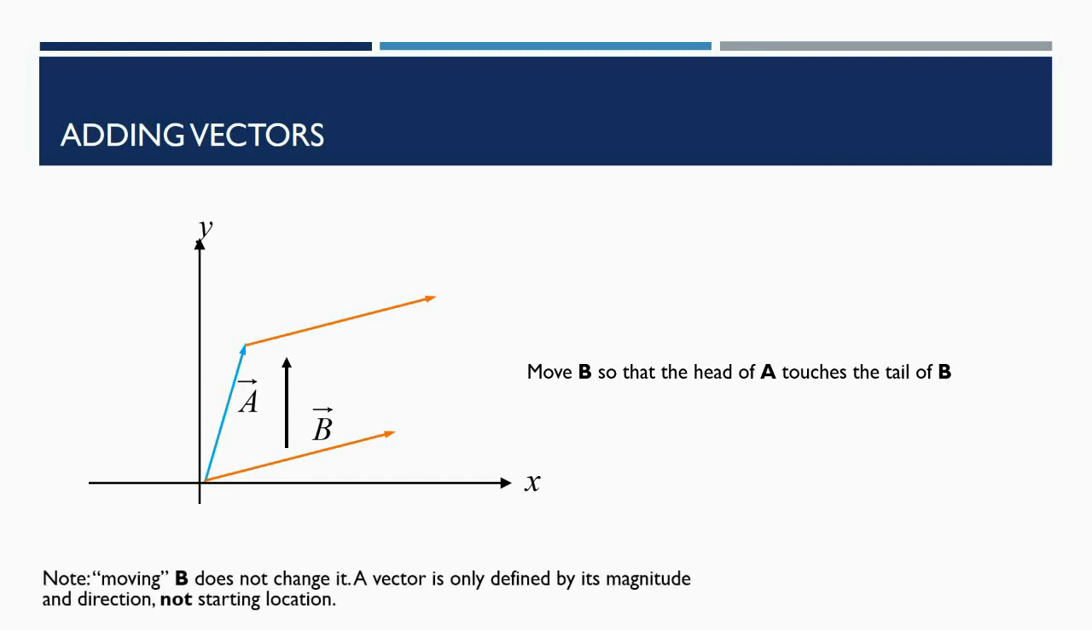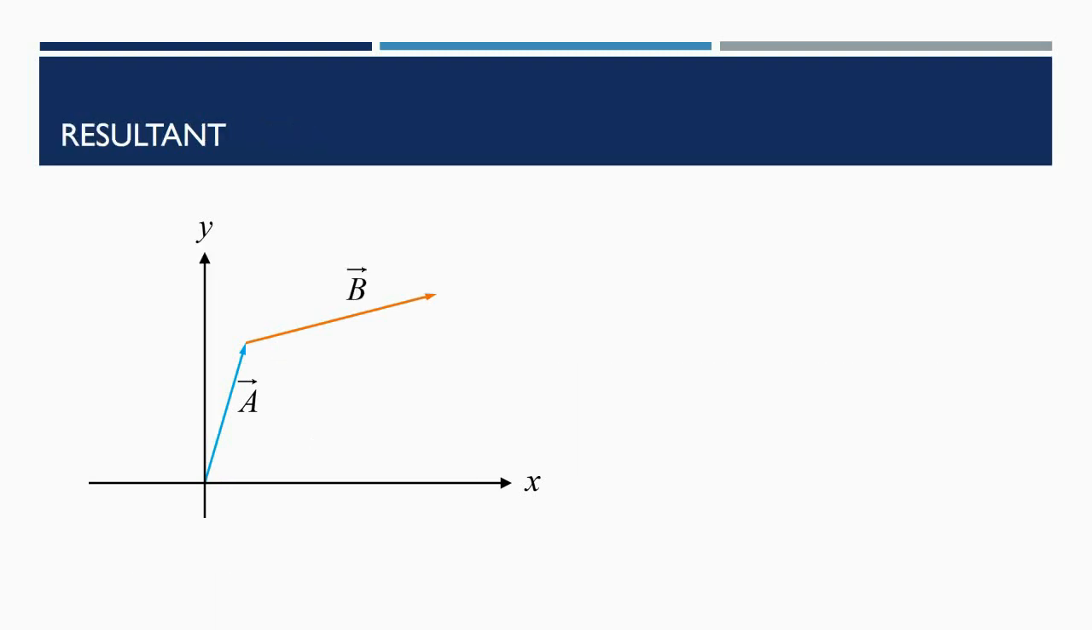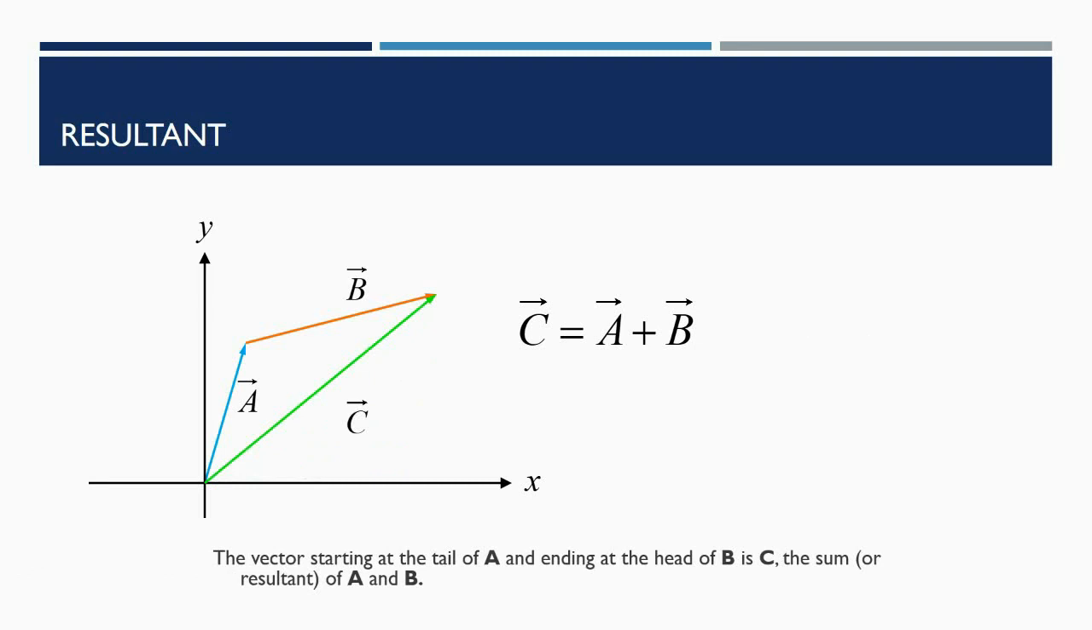Now moving B does not change the vector at all. A vector is only defined by its magnitude and its direction, not its starting location. The resultant is what you get whenever you add the vectors together. Here you have vector C, which equals vector A plus vector B.